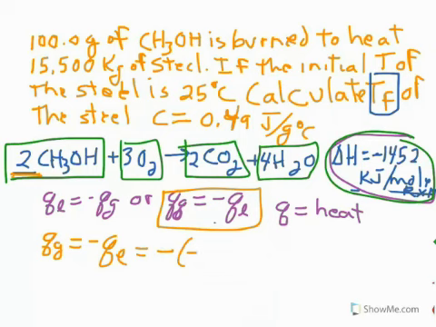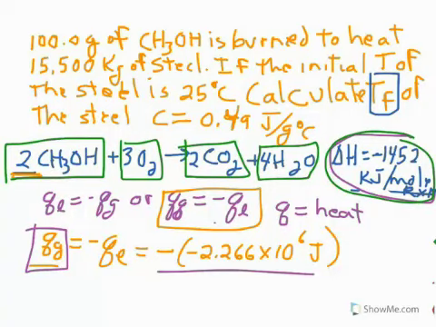what was it? 2.266 times 10 to the 6 joules. That's step 2. So we now know that the heat gained by the still, right here, is equal to positive 2.266 times 10 to the 6 joules. That's a really easy step, but if you don't show it, we're taking off points. Okay, so that's step 2. I've got to erase. Okay, step 3.